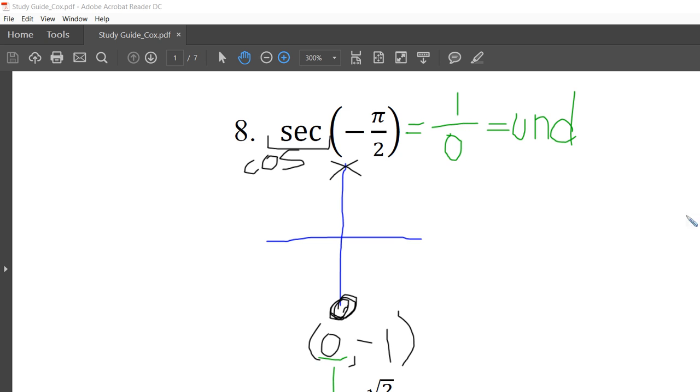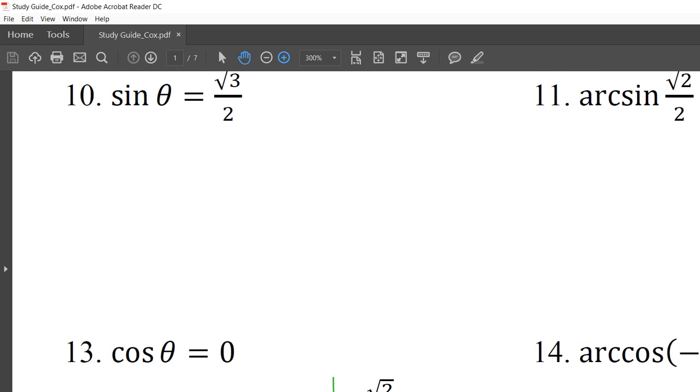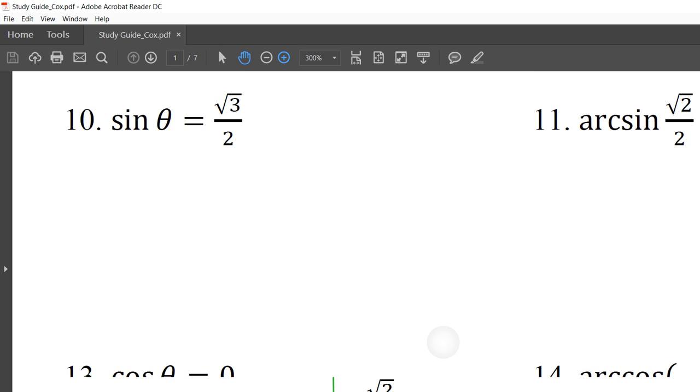Let's continue on and do some more here. How about number 10? Number 10 looks a little bit different. This is how this reads. This is asking for, what is my angle? Where is my y equal to √3 over 2? That's what this is asking for.